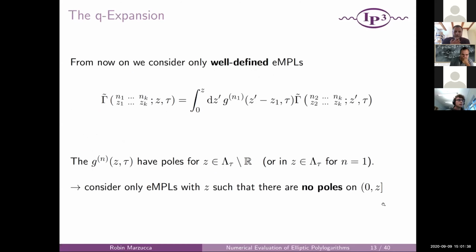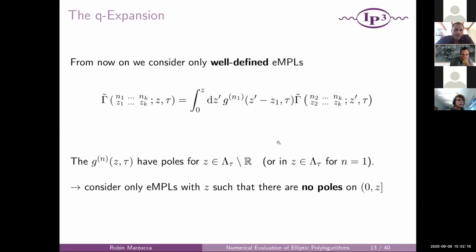So these are the types of elliptic polylogs we're going to look at from now on. The integral from 0 to z we will always consider along the straight line. And we want all the EMPLs that we consider to be well defined. Now, what I mean by that is the following. You know that these Kronecker-Eisenstein coefficients can have poles at the lattice points of the lattice defined by tau. For n larger than 1, there are no poles on the real axis, but for n equal to 1, you can also find poles on the real axis.